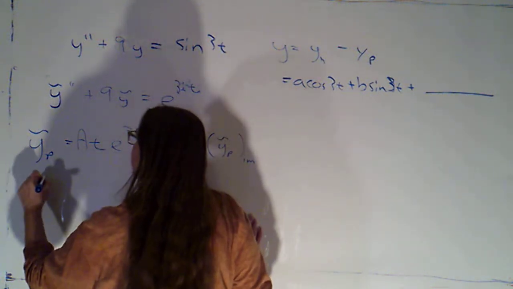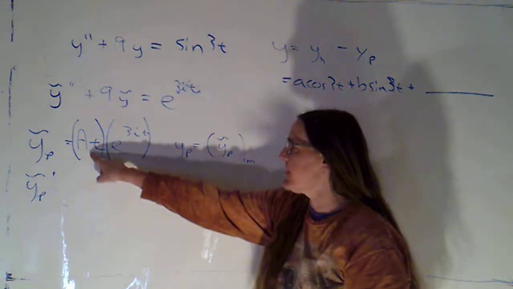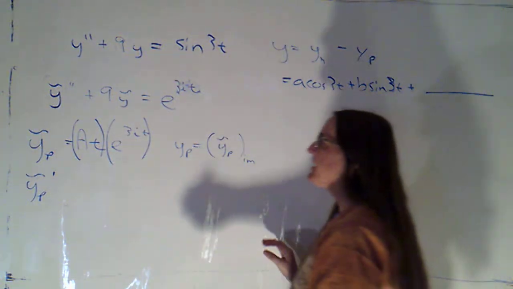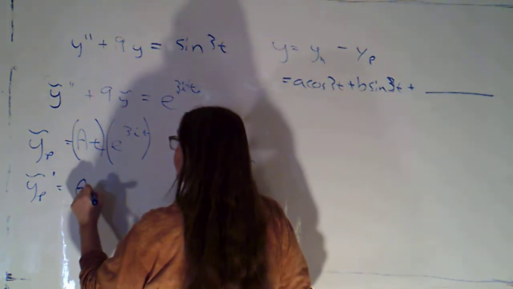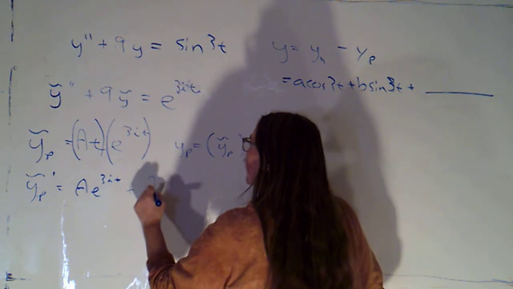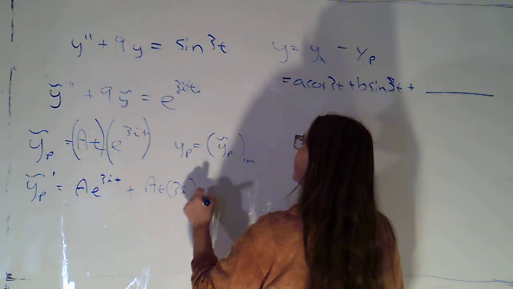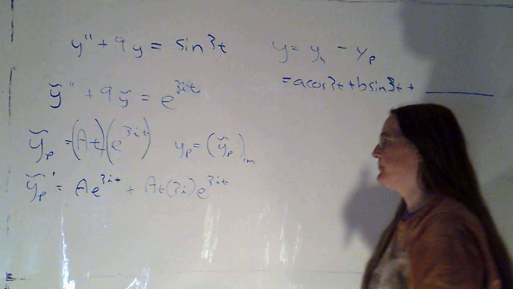All right, so let's see. If I take yp tilde prime, looks like we're using product rule. I'm just going to view that first factor as at. So we're going to get an a, e to the 3it, plus at times here the derivative is 3i, e to the 3it.